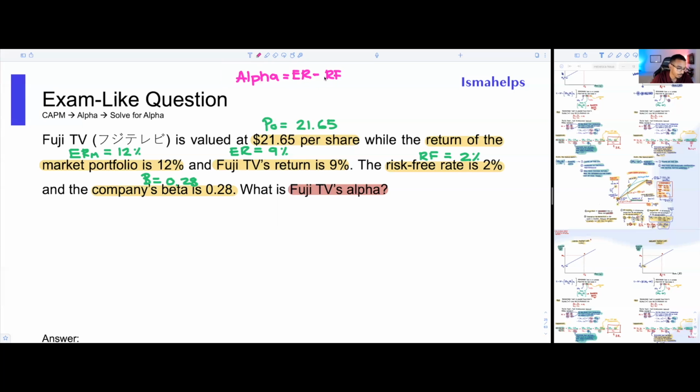Okay, you put that in brackets, minus the following segment here. Minus beta times ERM minus RF. The reason why I put large brackets is just because I wanted to make it simple and cute. Even myself, I don't use it all the time.